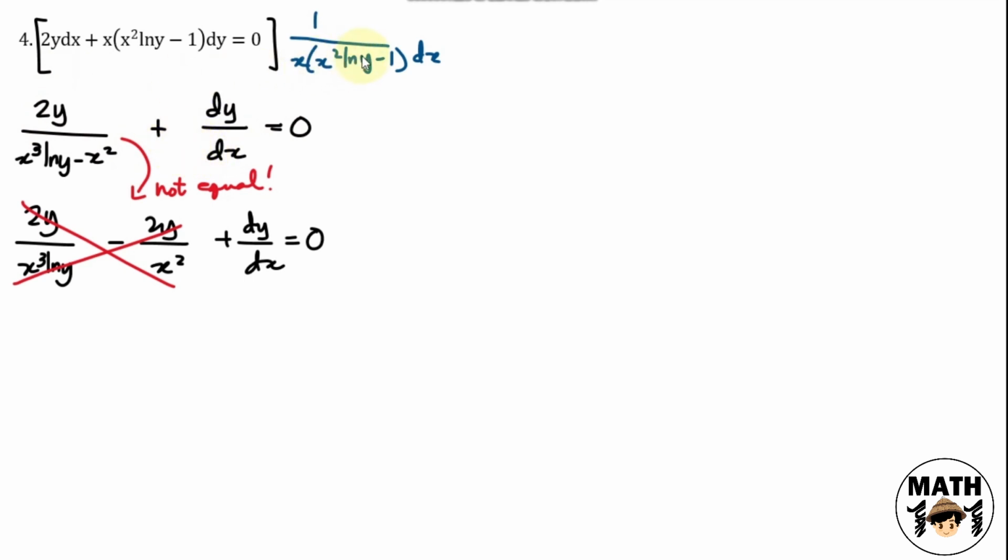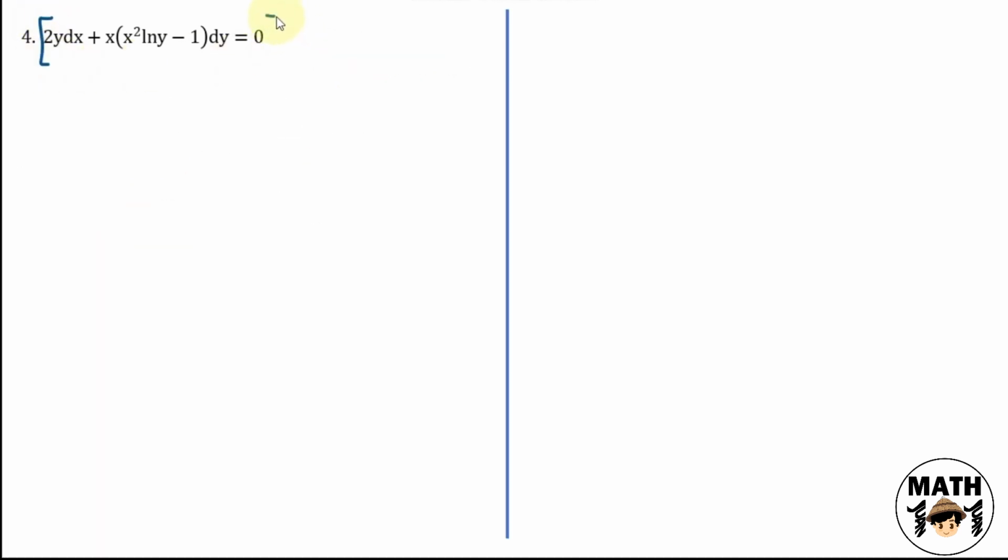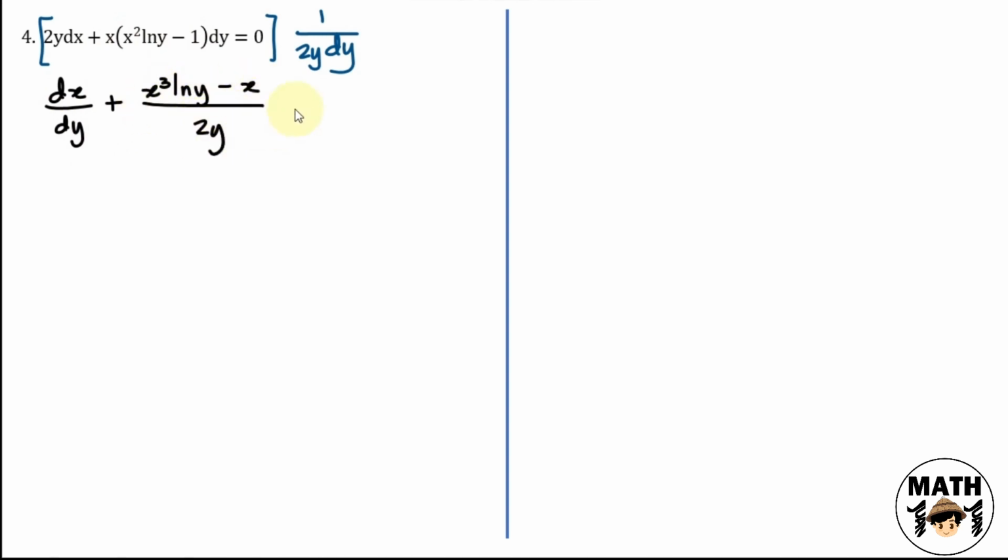Instead, gawin nating dependent variable si x. Divide natin yung buong equation by dy. And the term na kasama ni dx, that is 2y. Performing this, ang makukuha natin is derivative of x with respect to y plus, distribute ko na to, x cubed ln of y minus x divided by 2y equals 0.